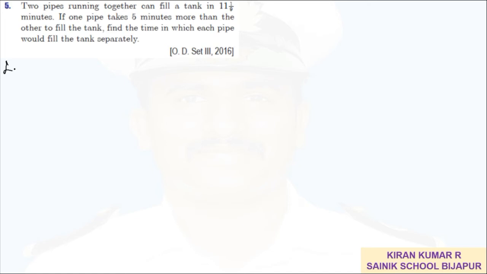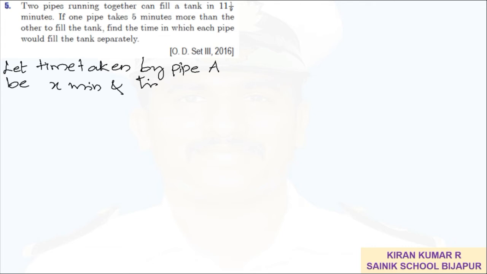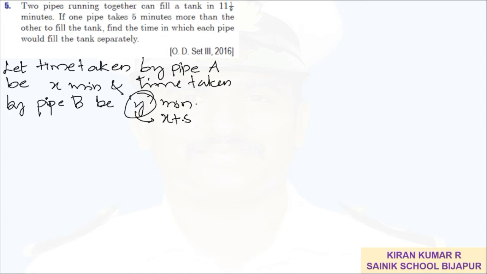So let me consider, let the time taken by pipe, there are two pipes, let me mention as pipe A and pipe B. Let the time taken by pipe A be x minutes and the time taken by pipe B be y minutes. Here this y I can write as x + 5 minutes. The reason is they have given that one pipe takes 5 minutes more than the other, so I have taken x + 5 minutes.